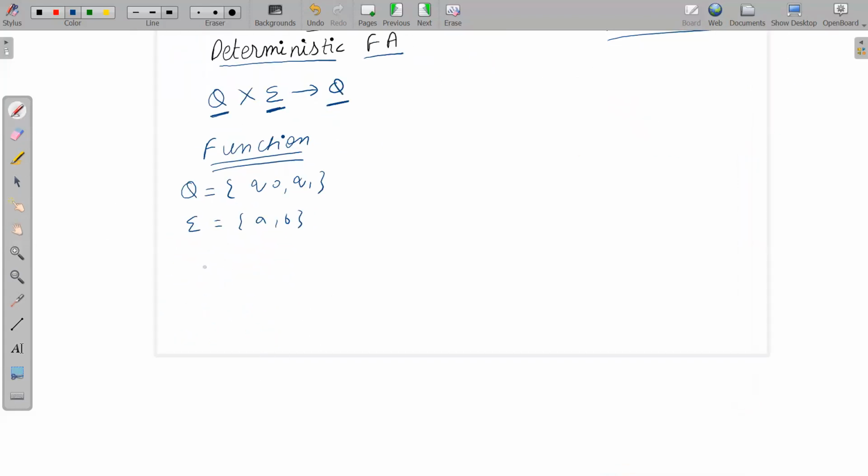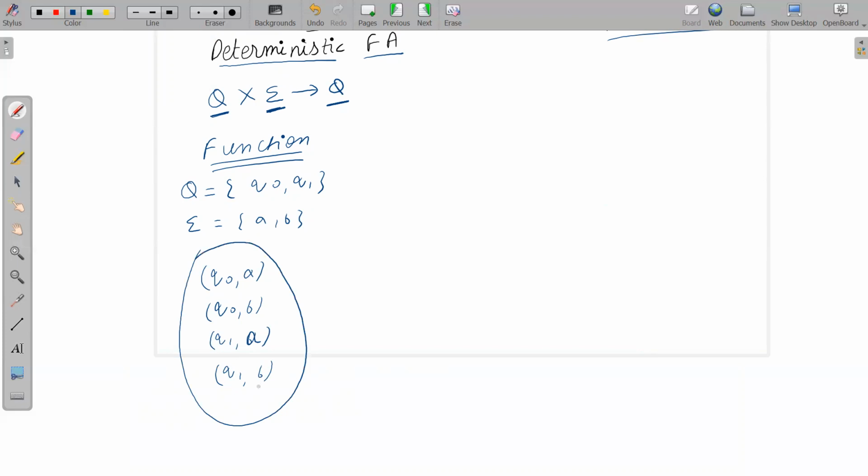I will give you an idea about functions also. Now we are doing the cross product, Q cross sigma. I think you already know how to do the cross product of two sets. Set one is Q naught comma Q1, set two is A comma B. So we get Q naught A, Q naught B, Q1 A, and then Q1 B. This will be Q cross sigma, and then Q cross sigma to Q, where Q is Q naught, Q1.